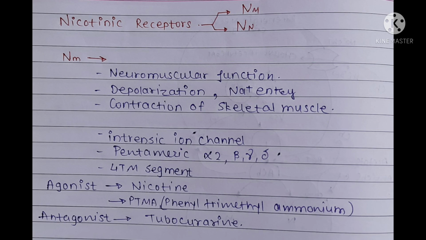Nicotinic receptors are of two types, NM receptor and NN receptor. NM receptor is present at the neuromuscular junction. After the activation of the NM receptor by acetylcholine, there will be depolarization and sodium ion entry inside the cell. Then contraction of skeletal muscles occurs. The receptor has intrinsic ion channels. It is pentameric in structure, with 2 alpha, beta, gamma, delta subunits and 4 TM segments. Nicotine and phenyltrimethylammonium are agonists while tubocurarine is an antagonist of the NM receptor.